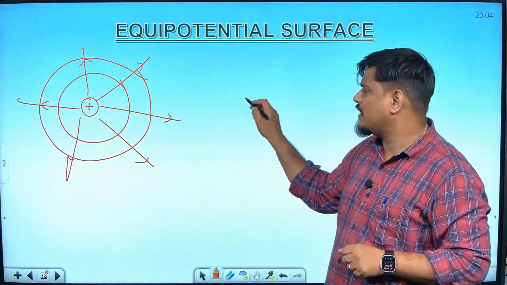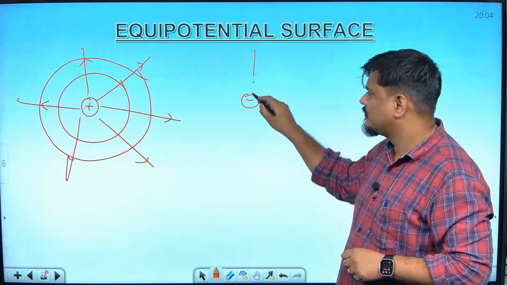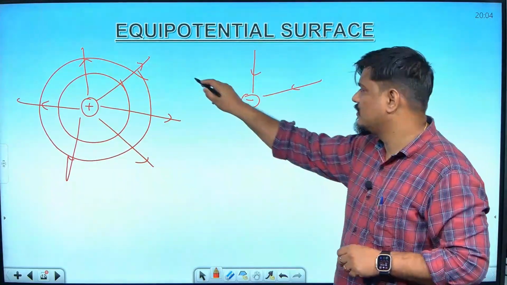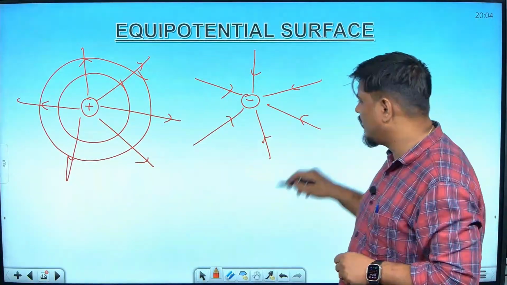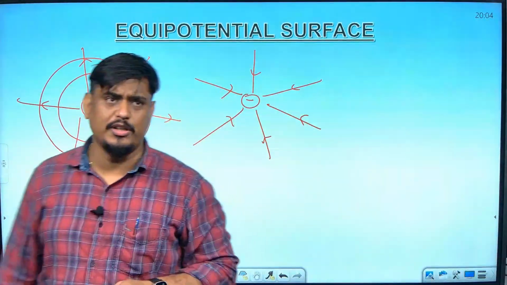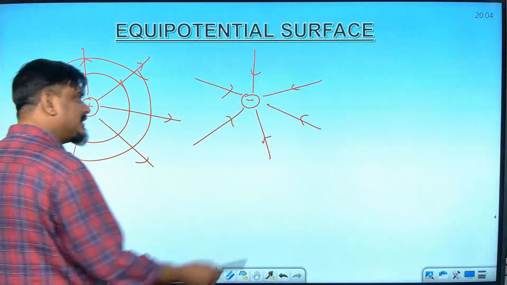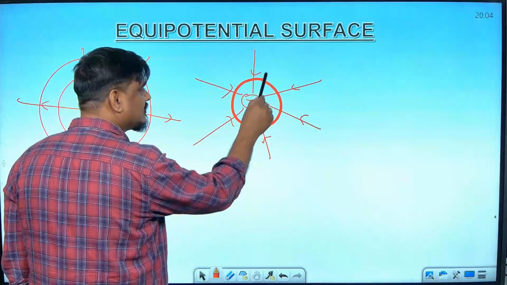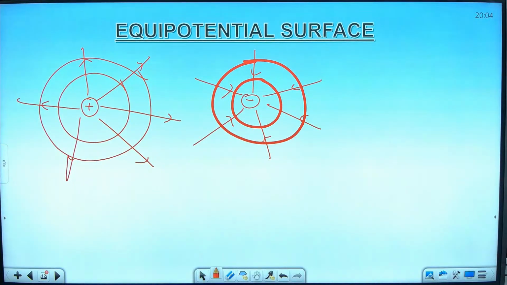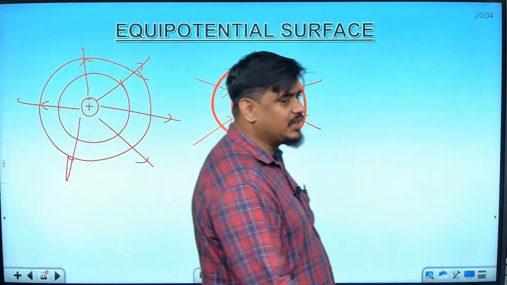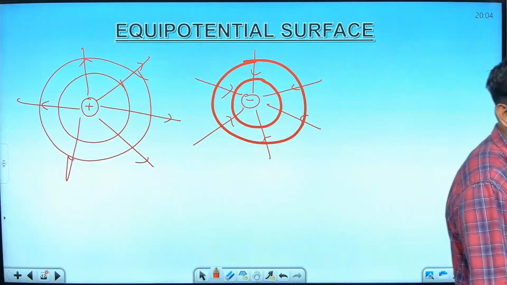If it is negative charge, electric field is coming towards it, isn't it? So, what will be the equipotential surface? Once again spherical only. Any problem in this? Obviously, it will be spherical only. So, for negative charge or positive charge, the equipotential surface is spherical.